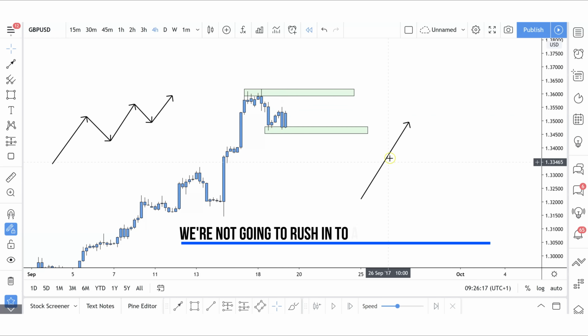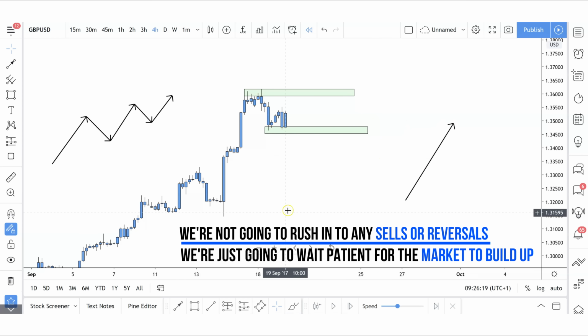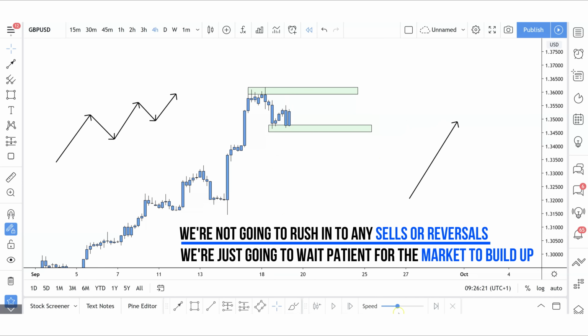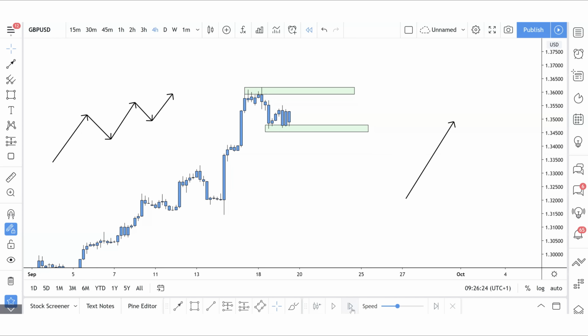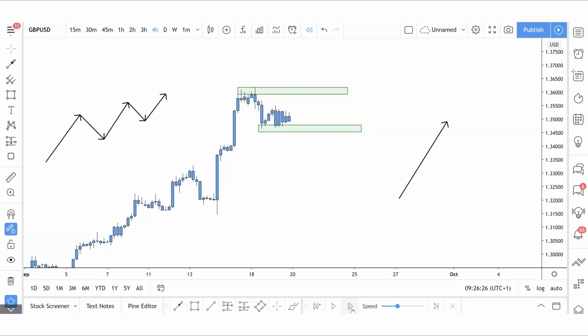We're not going to rush into any sells or reversals. We're just going to wait patiently for the market to build up. So what are we going to do in this instance? Well, we're just going to keep pressing next candles, and we're going to wait for the market to tell us what it wants to do.